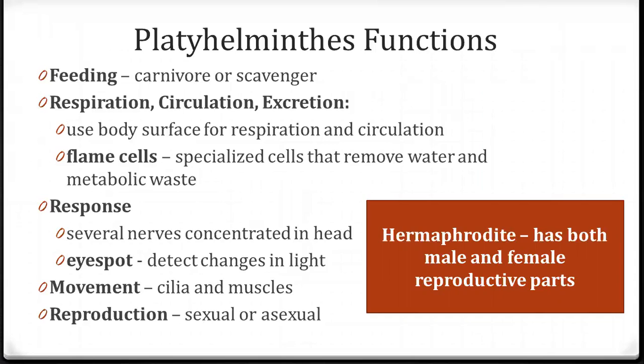Response, they have several nerves concentrated in the head, and they have an eye spot, which detects changes in light. Movement, they have cilia and muscles. Reproduction is sexual or asexual. And additionally, they can be hermaphrodites, and that means they have both male and female reproductive parts.